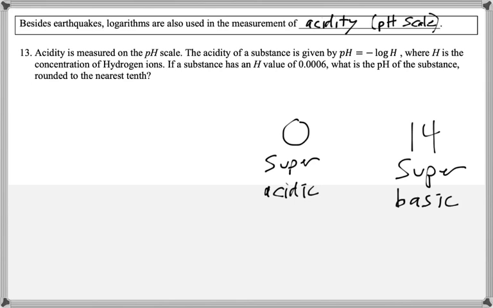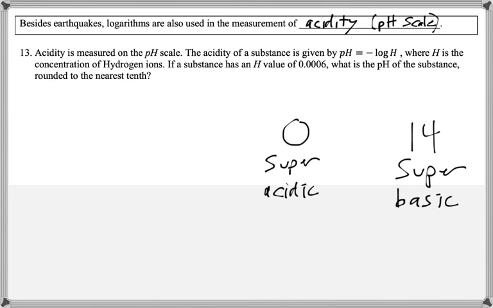So let's look at 13. Acidity is measured on the pH scale. The acidity of a substance is given by negative log of H, where H is the concentration of hydrogen ions. If a substance has an H value of 0.0006, what is the pH of the substance, rounded to the nearest tenth?